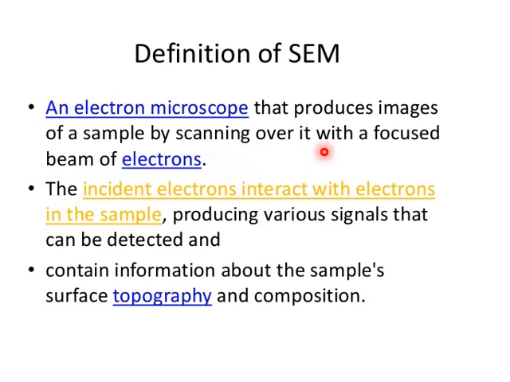So scanning is done with a focused beam of electrons. The incident electrons interact with the electrons in the sample, producing various signals that can be detected. So when the electrons interact with the electrons of the sample, various signals can be detected. Certain information about the sample's surface topology and composition can be obtained by SEM.